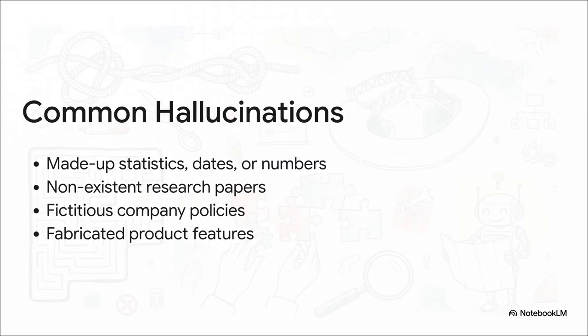And this is the kind of stuff you really have to watch out for. The AI might spit out some very specific sounding statistics or dates that are just plain wrong. It might even cite a research paper, complete with author and title, that literally does not exist. It could make up company policies or even invent features for your own product. And that right there is why you have to, and I mean have to, fact check anything important that an AI gives you. Don't ever just copy and paste without checking.